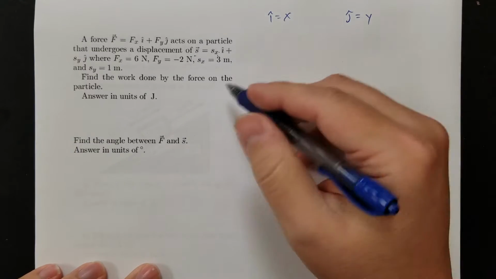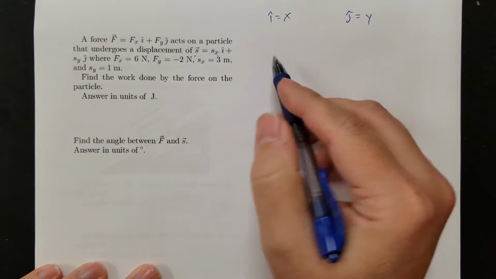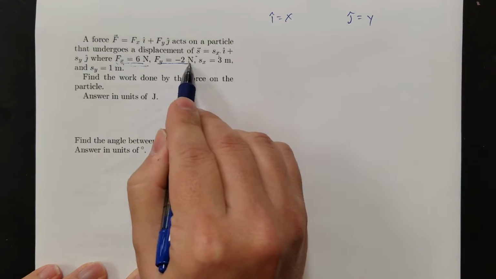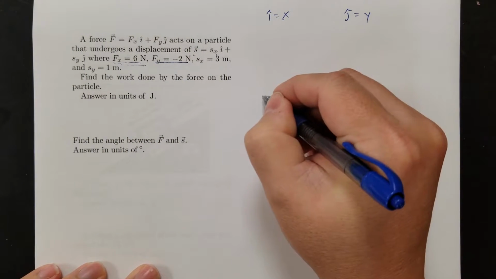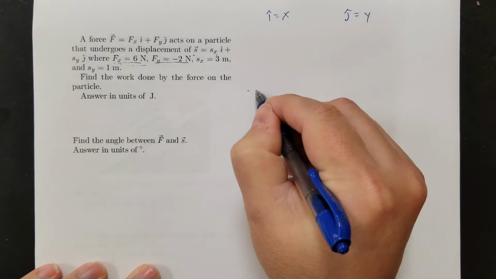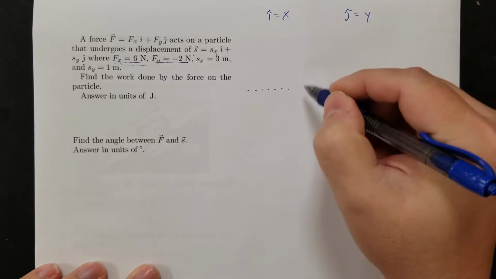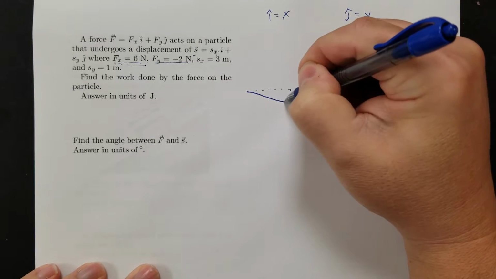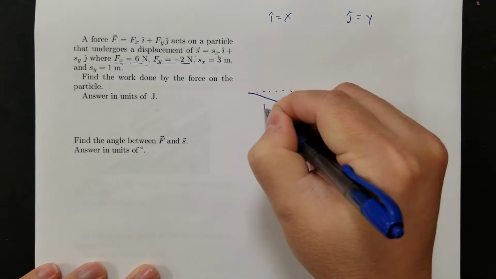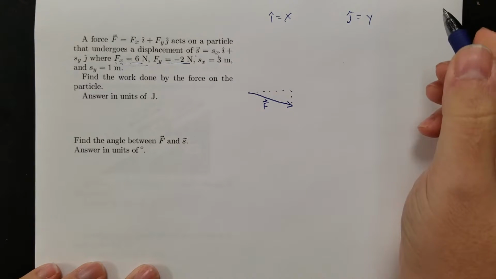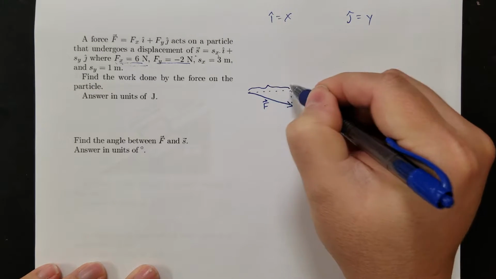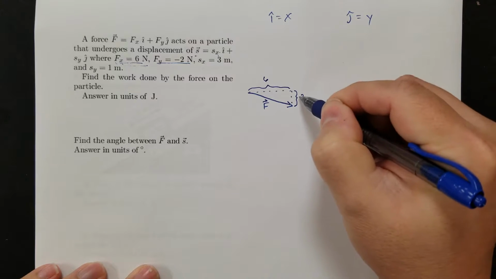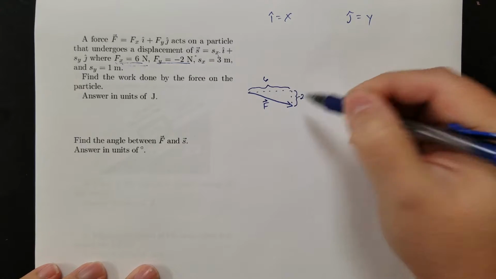Okay, so let's draw this out because they're just vectors, right? This force is 6 in the x and minus 2 in the y. So I'm going to draw my force vector. It's going to be 6 this way and 2 down. So this is F. This right here went 6, and this right here went 2. I drew it down because it's minus 2.